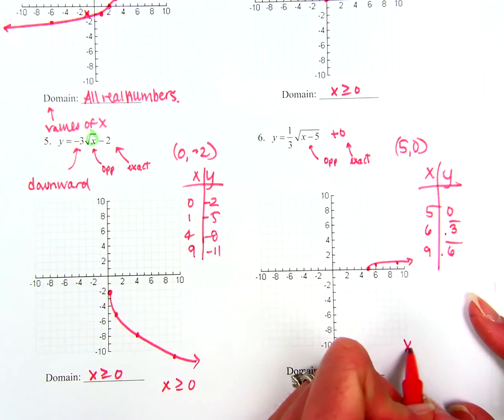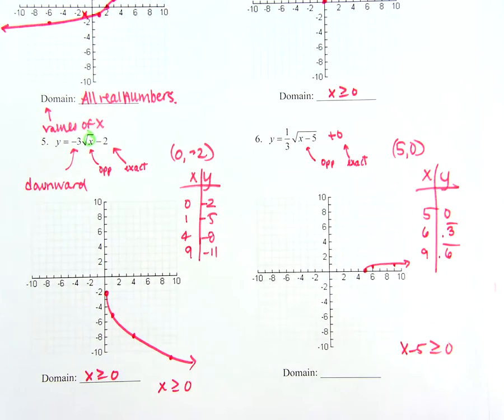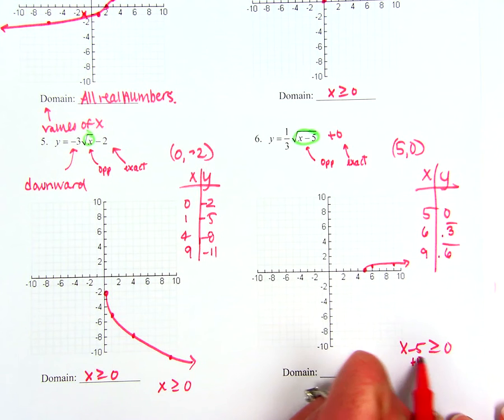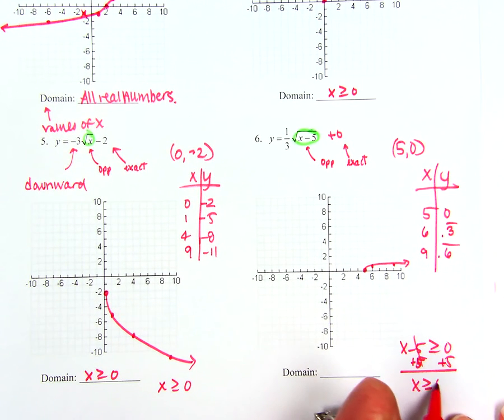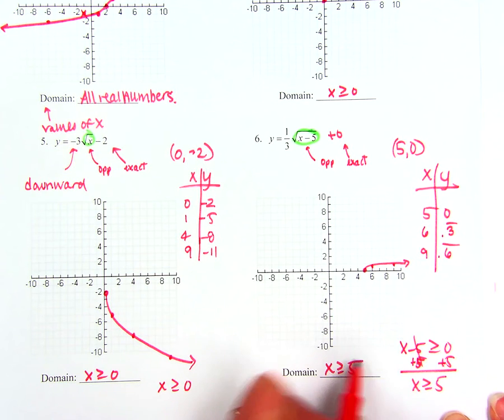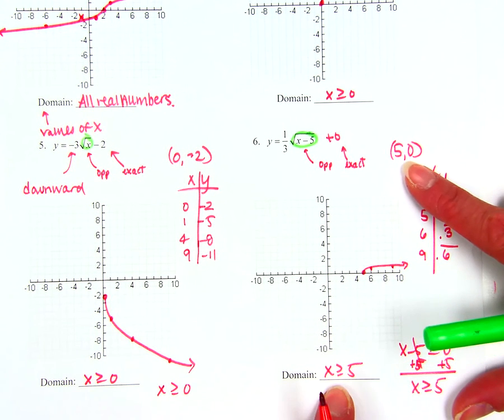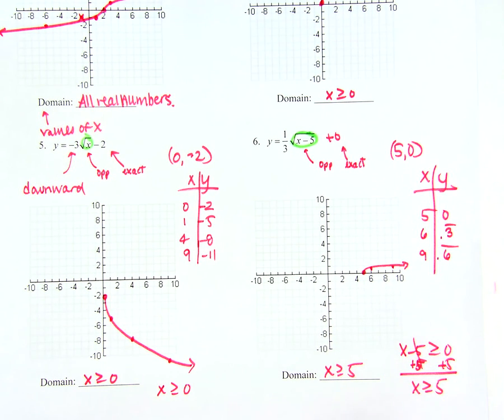Domain is x minus 5 has to be greater than or equal to 0. That comes from this radicand. Right? And to get x by itself, I add 5 to both sides. So that tells me x has to be greater than or equal to 5. And as always, it's our x coordinate. That's the number that we have to start at and go on from there. So x is greater than or equal to 5.